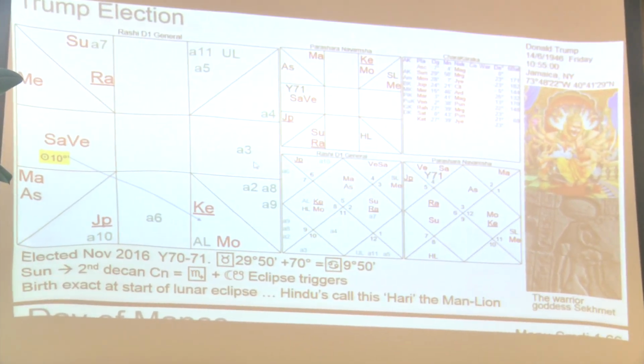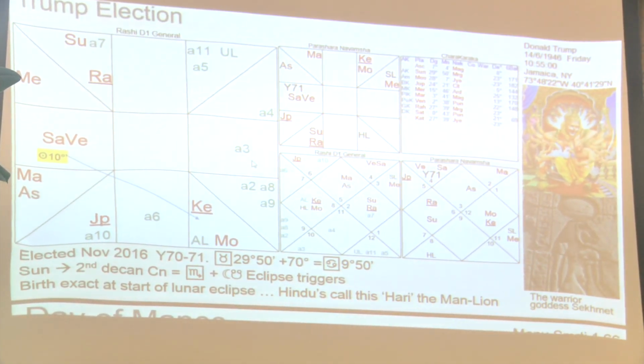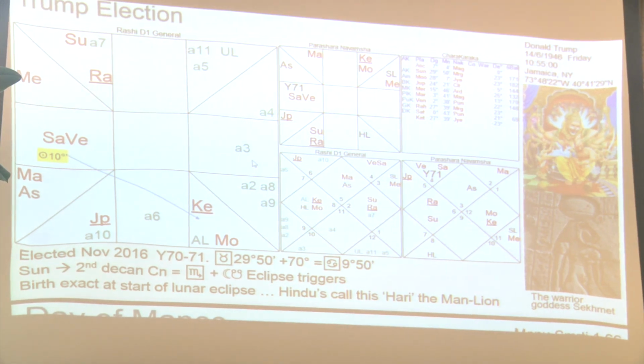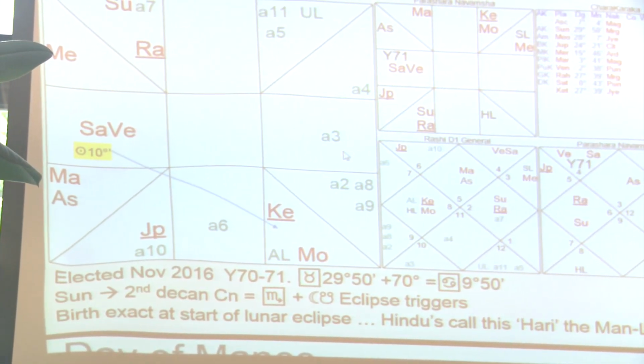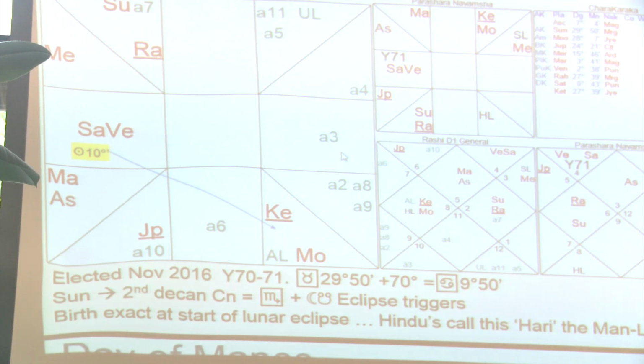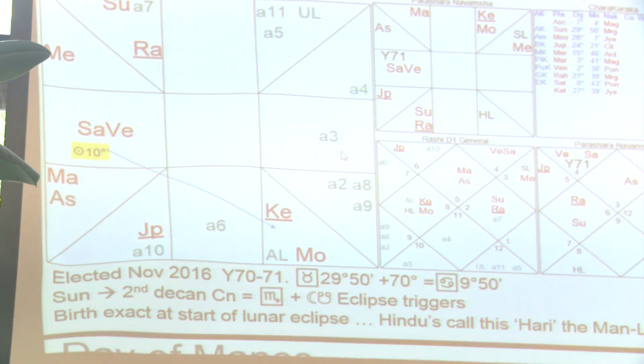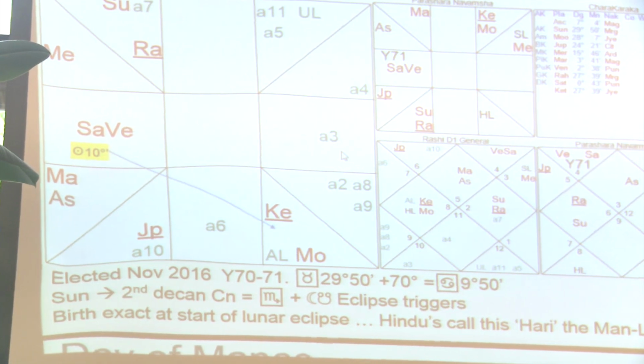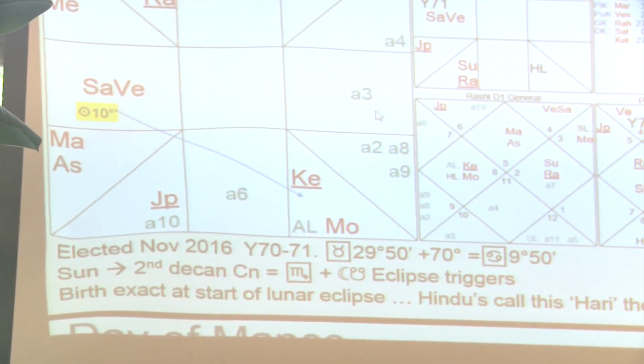Do you know that Donald Trump was born exactly at the start of the lunar eclipse? Yes. I use a birth time of 10:55 for him. So what I did was, he was elected in November 2016 in his 71st year, 70 completed, 71st starting. And we progress the sun. His sun is at 29 degrees 50 minutes of Taurus. To that I am adding 70 degrees, and I arrive at 9 degrees 50 minutes. So 70 years, 9 degrees 50 minutes.